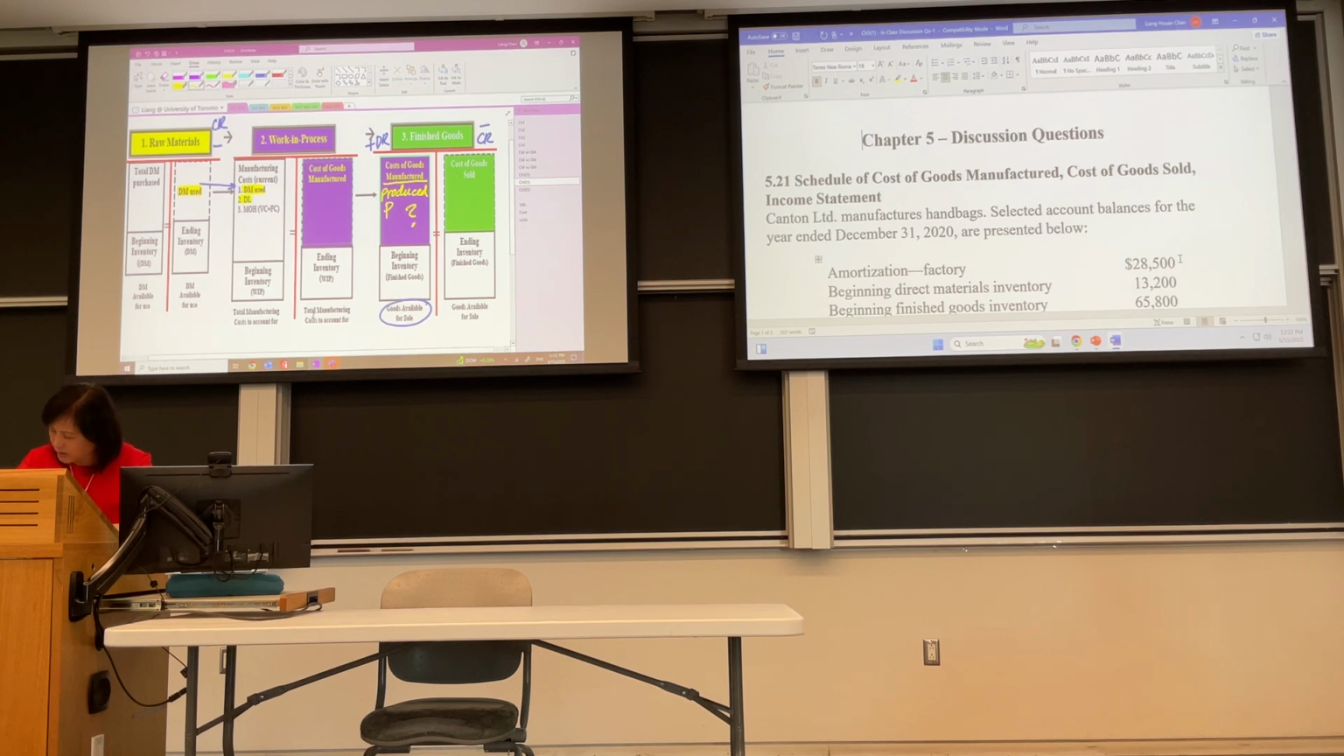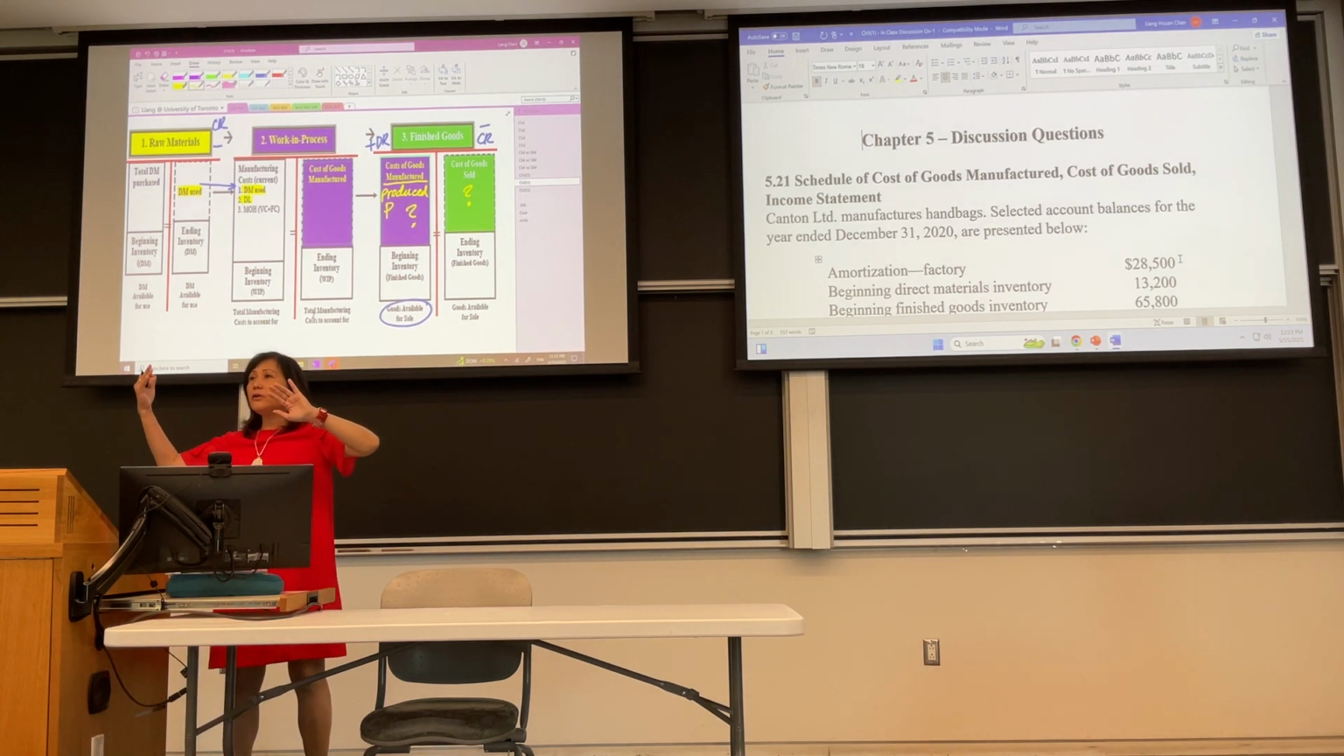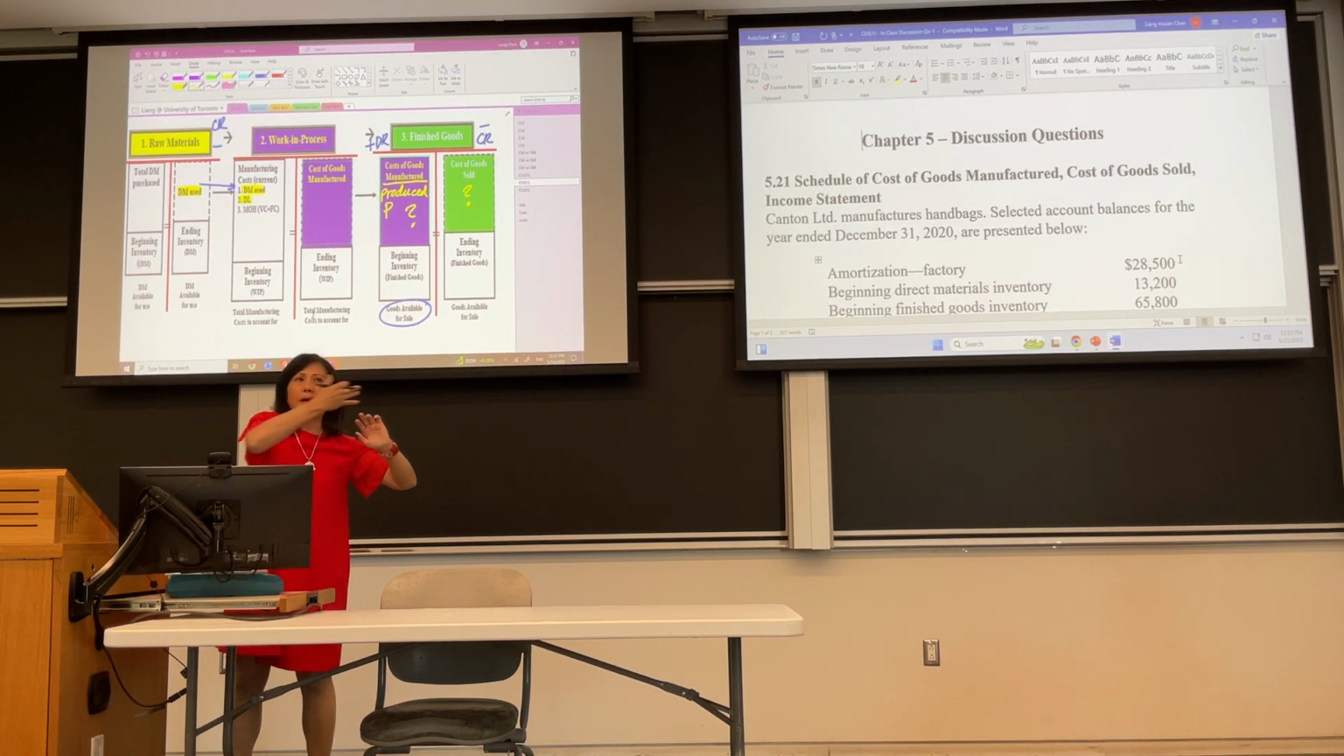This one we don't know. This one we don't know. That's why the question wants us to figure out these two numbers. So how do I solve this problem? If I know cost of goods sold, I know the beginning, I know the ending, I can figure this one out, I can go back. But if I don't know that, then I need to go from here all the way. So for your midterm exam, you have to know either go forward or go backwards to figure out the missing information.